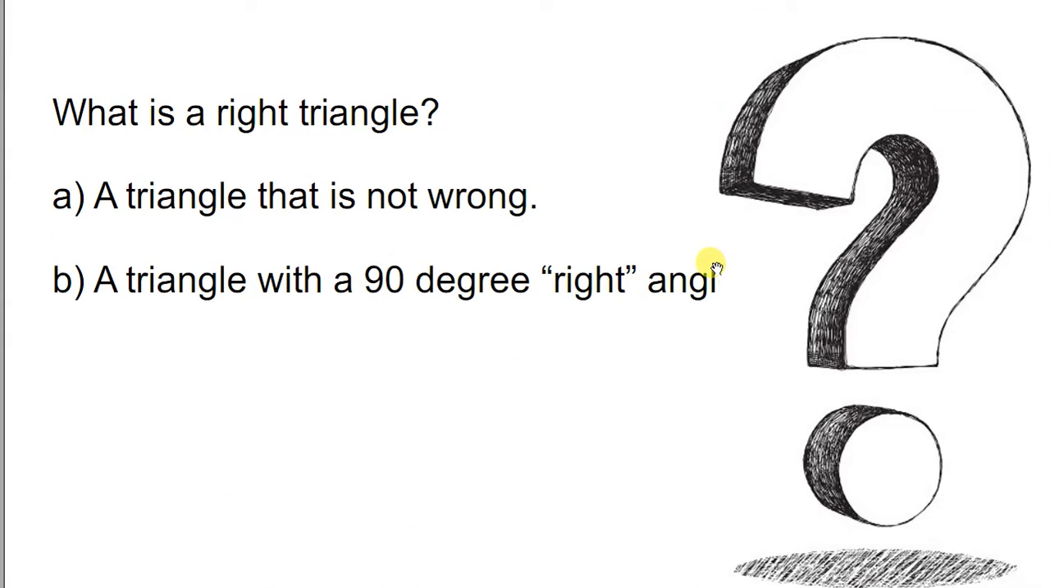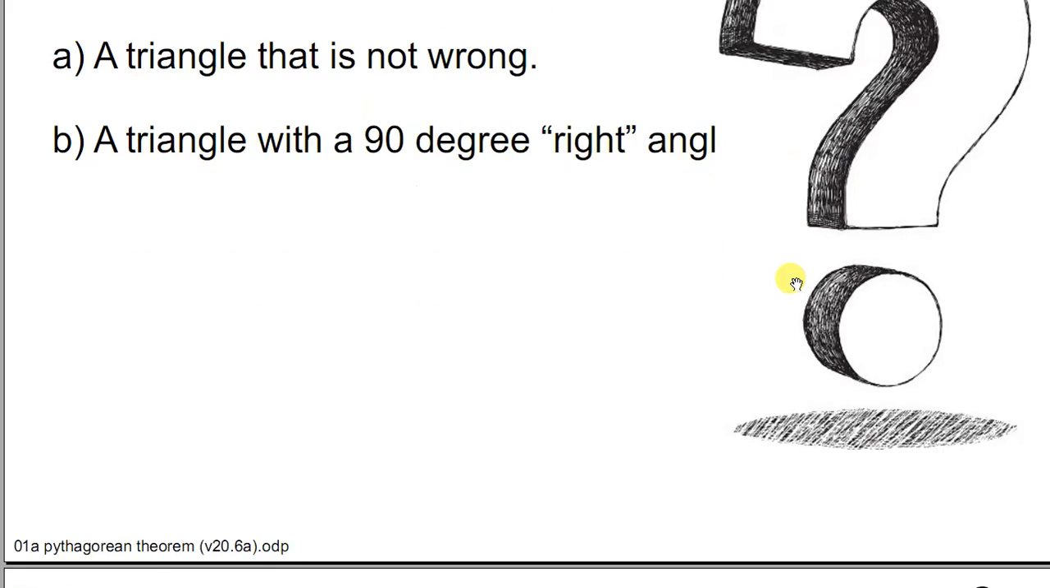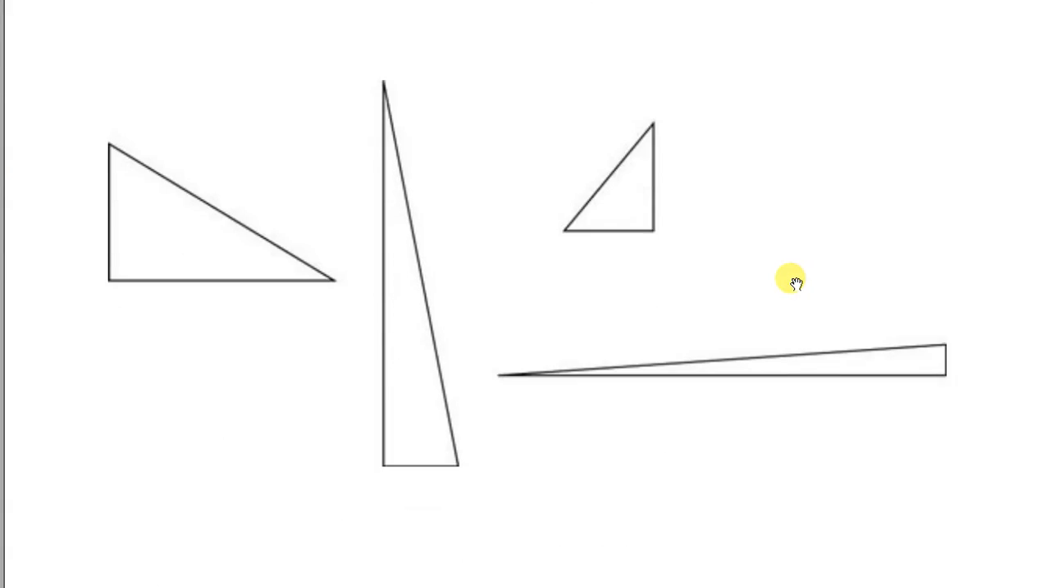So let's start with, what is a right triangle? A right triangle is a triangle with a 90-degree right angle. So these are all examples of right triangles.